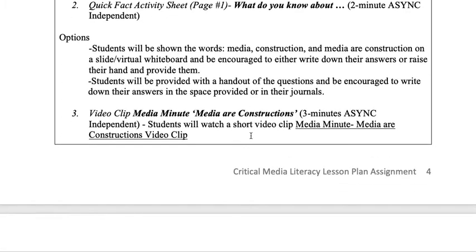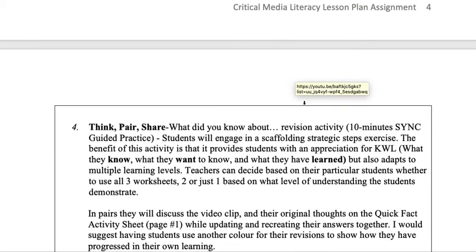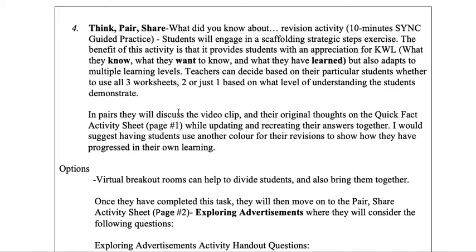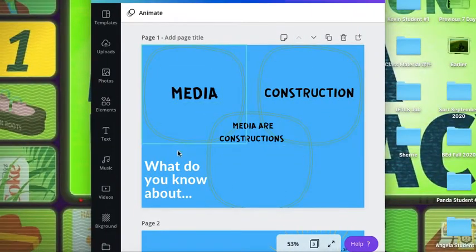After they do this quick fact activity sheet, they will do a video, which is asynchronized by themselves, where they will watch this video and think about the answers that they wrote previously. I won't go into this because we did do this in class. Moving forward, students will participate in 3 activity sheets where they think and pair share with their partners. Activity sheet 1 is a reflection, which they will go back on this sheet here, and they will discuss with their partner what media are constructions is in particular.